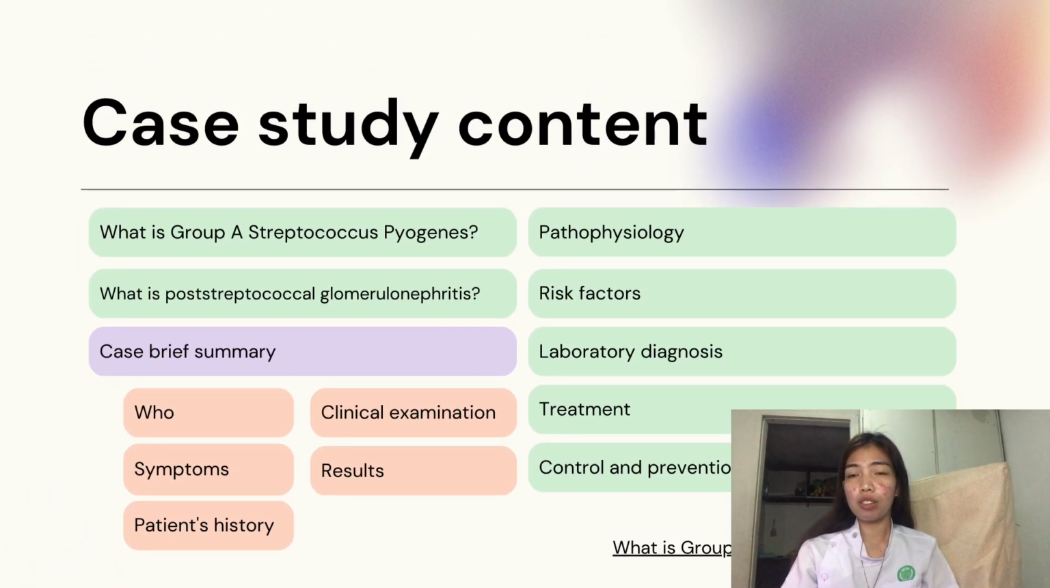For the case study content, in this presentation, we will be answering what is Group A Streptococcus pyogenes, what is post-streptococcal glomerulonephritis, the case brief summary, who is the patient, the symptoms of the patient's history, the clinical examination, and the results. This also includes pathophysiology, risk factors, laboratory diagnosis, treatment, control, and prevention.